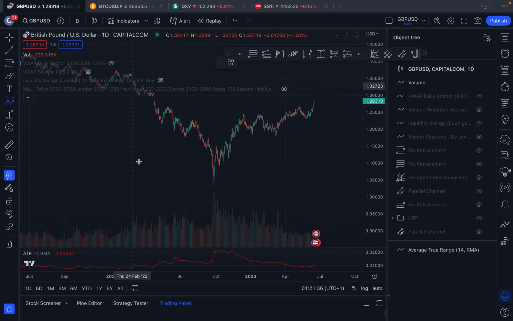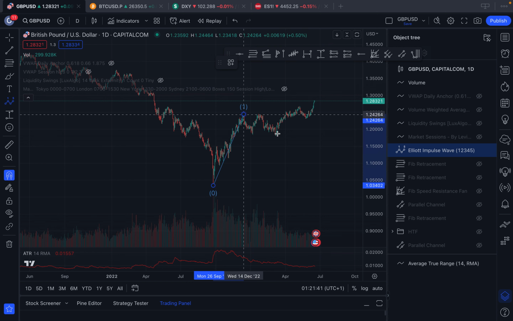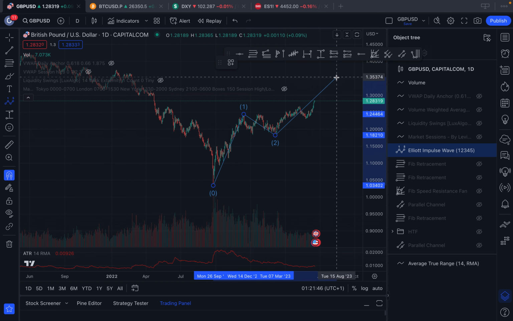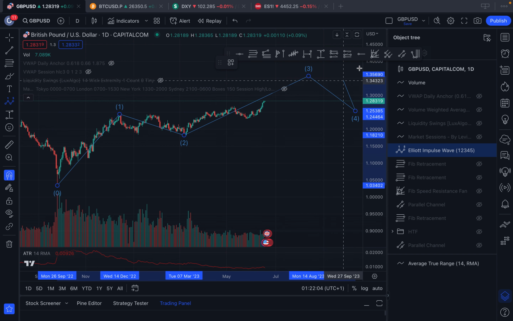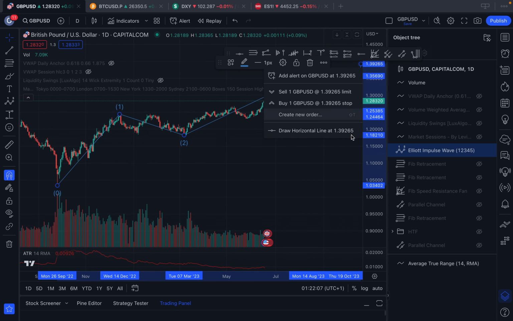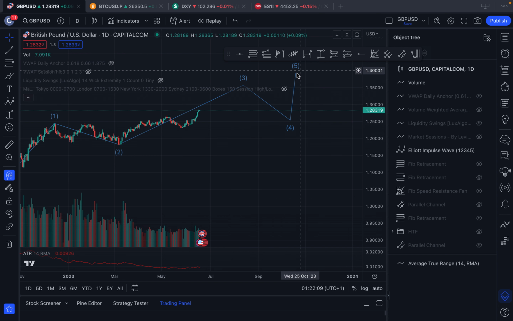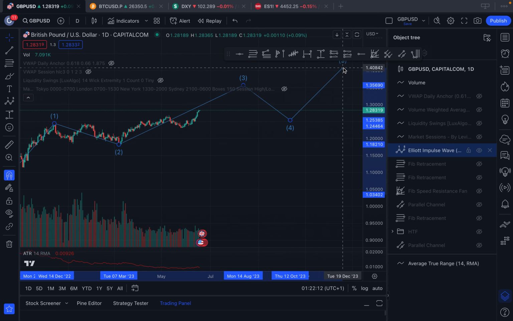So let's see that again. It'll be 1, 2, 3, perhaps over here. Remember, 4 cannot go into the territory of wave 2, so the max it could go is about here. And then 5 would be all the way up there. Let's move this across a bit. It's probably a funny one, wouldn't it? So 5 would roughly be something about there.